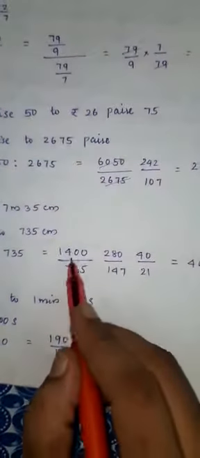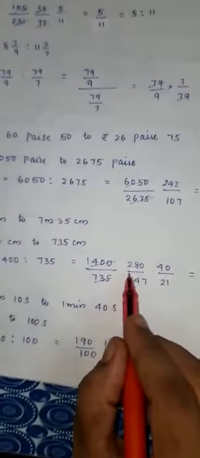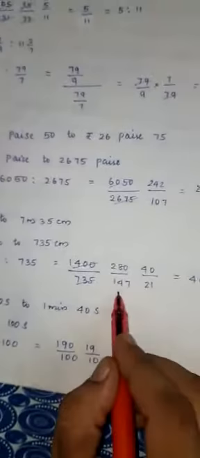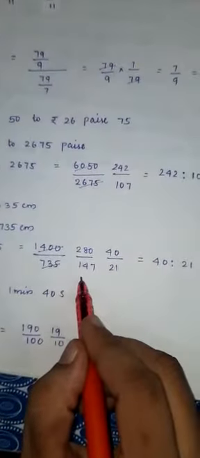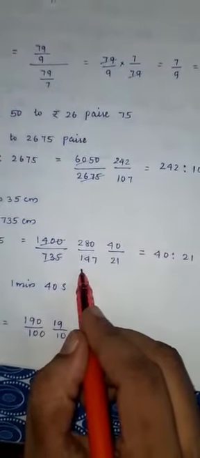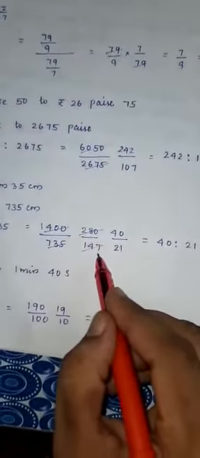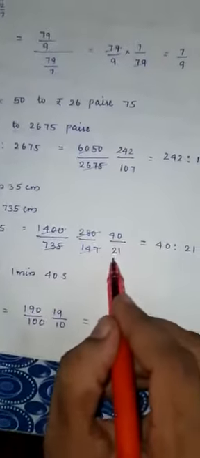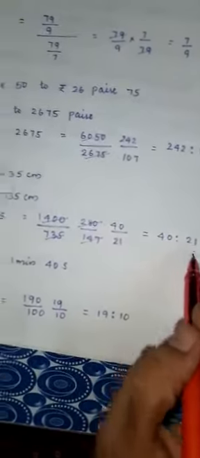Here in both, 5 is the common factor, so you can cancel by 5. So this is 280 divided by 147. Now again this is coming in the table of 7. So this is cancelled out by 7. So this is 40 divided by 21. So the answer is 40 is to 21.